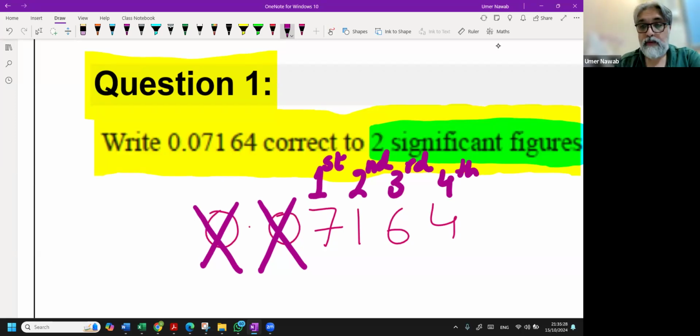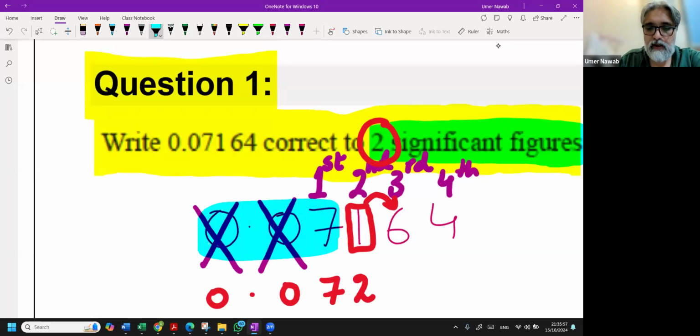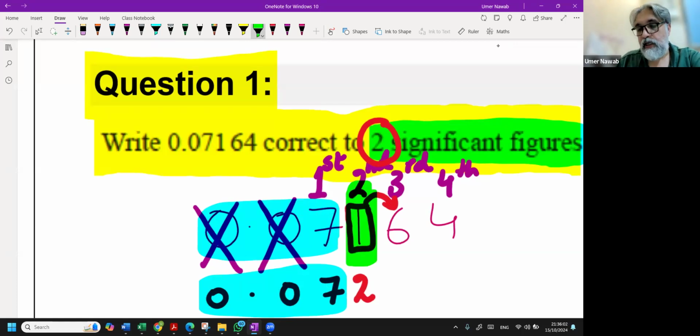Is he asking for a specific significant figure? Yes, he is asking you to write this number to two significant figures. So I need to focus on this 1 and check what is written after 1. After 1, it is written 6. So we need to raise 1 by 1. So 1 becomes 2, and the previous numbers, 0.0 and 7, will be copied as they are, with the 1 increased by 1 and written as 2.